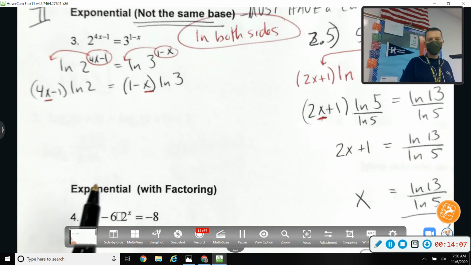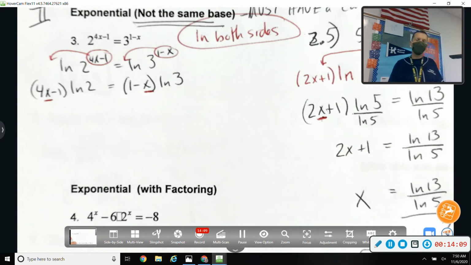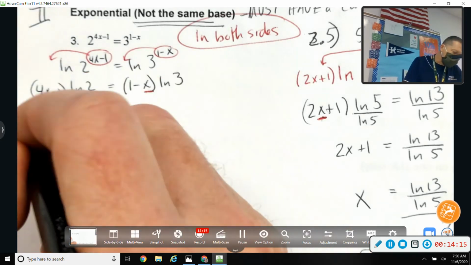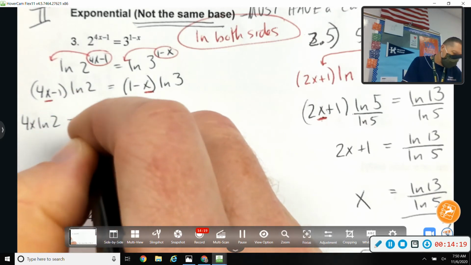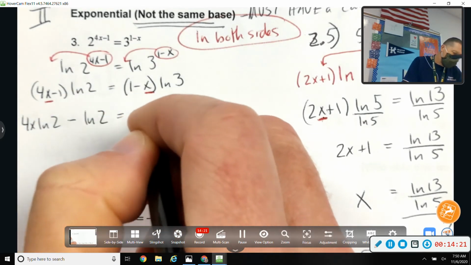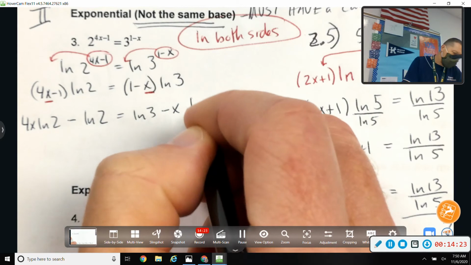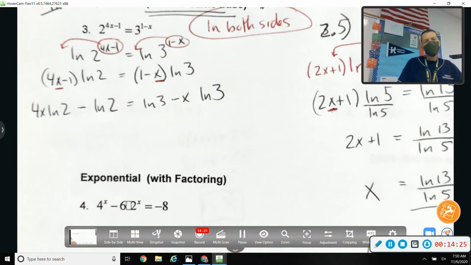I want to get the x's by themselves and the not x's by themselves. But I want to do that with adding and subtracting. So I am going to have to distribute on this one. So it's not bad. Just multiply everything by natural log 2 and everything by natural log 3.